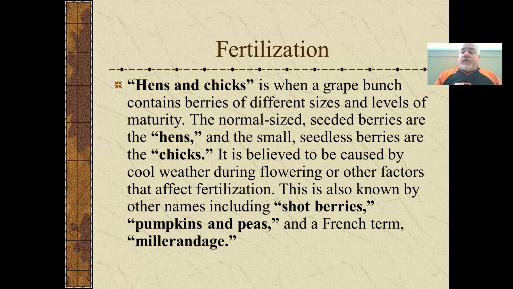You might also hear other terms depending on where you are. It's kind of regional, since this is in the field terminology, not biology. Shot berries, pumpkins and peas, and the French term, which is the most widely acceptable term, millerandage. Now, millerandage or shot berries are not talking about hen and chicks. The shot berries and the millerandage are just the chicks. Pumpkins and peas are the hens and chicks.